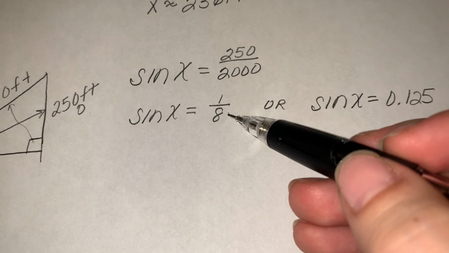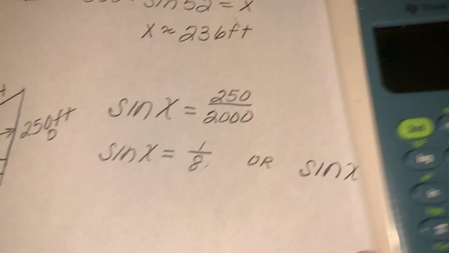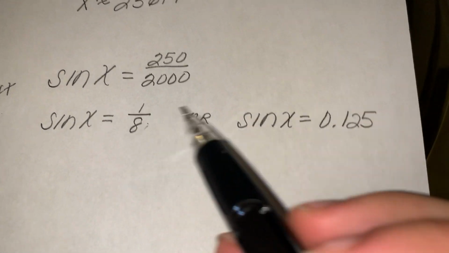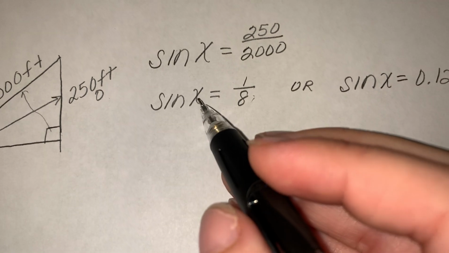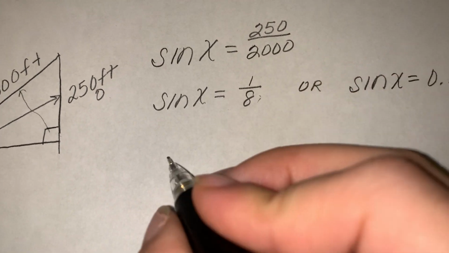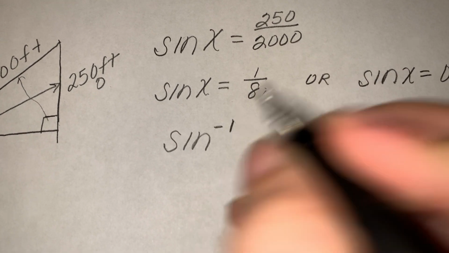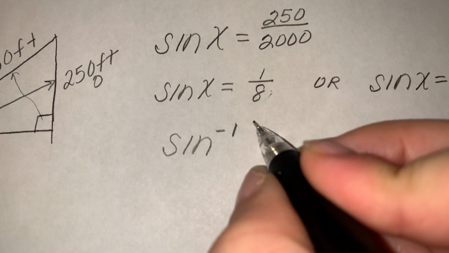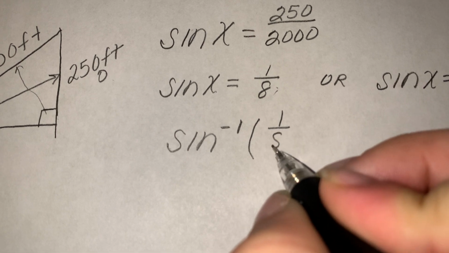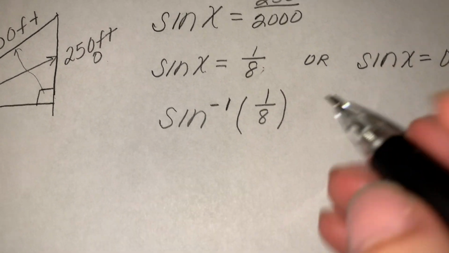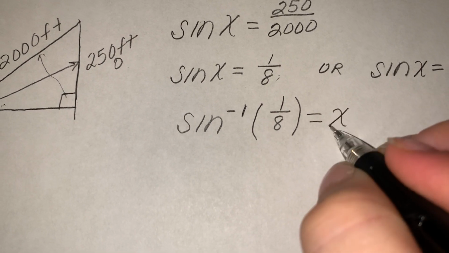I know a lot of students like to use the fraction way, especially if their calculator will let them. Mine does, so I am going to do the fraction way. If yours doesn't, I recommend you divide it out and get a decimal, okay? For now, though, if we're looking for the angle, we need to actually do the inverse of sine. So it's going to look like this, the inverse of sine, and we are going to type out 1 over 8. This is what's going to help us get x.